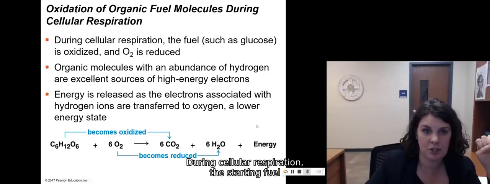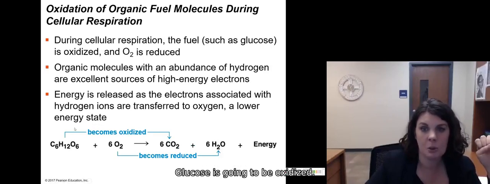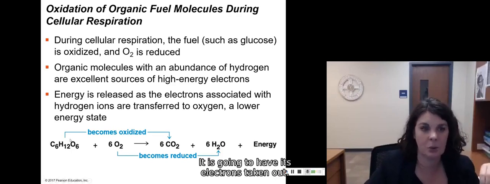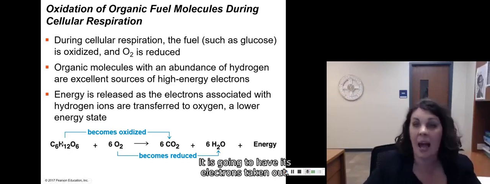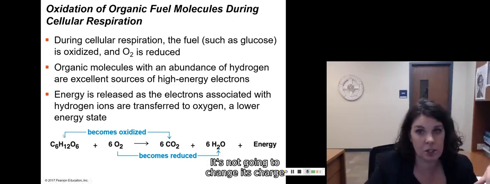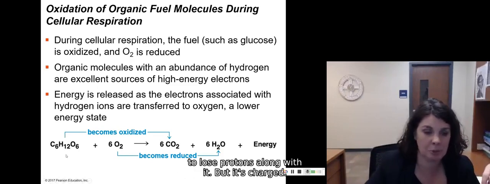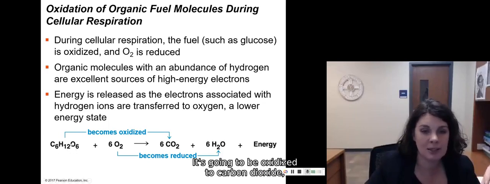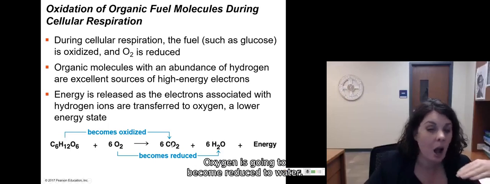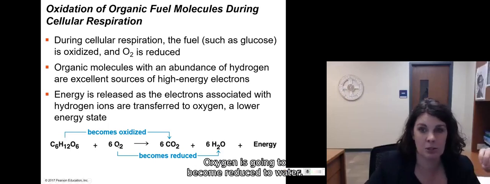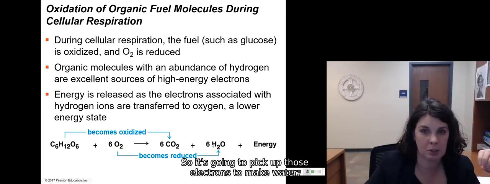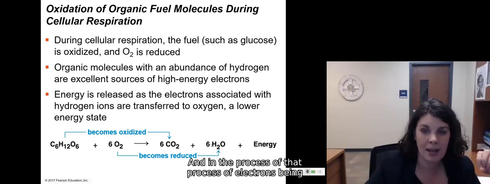Okay, during cellular respiration, the starting fuel, glucose, is going to be oxidized. It is going to have its electrons taken out. It's not going to change its charge overall because it's also going to lose protons along with it, but it's going to be oxidized to carbon dioxide. So it is losing its electrons to become carbon dioxide. Oxygen is going to become reduced to water, so it's going to pick up those electrons to make water.